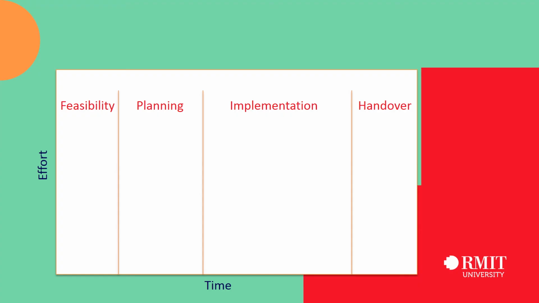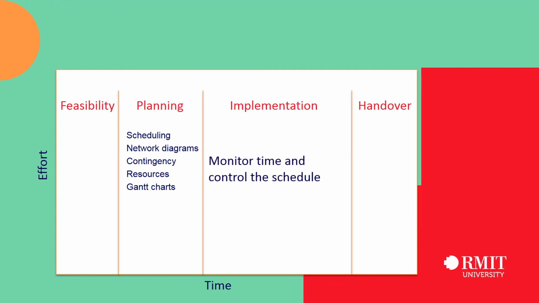In these two videos on scheduling, we've looked at the processes of scheduling, creating network diagrams, creating Gantt charts, and the use of contingency and the use of resources. These activities all take place in the planning phase of a project. The next video will look at what we do with all this information during the implementation phase of a project, so I look forward to seeing you then.